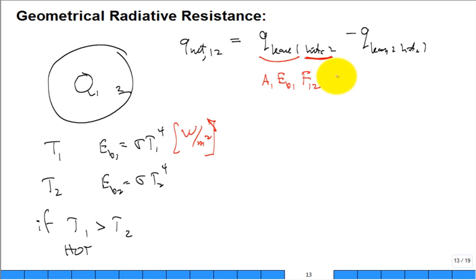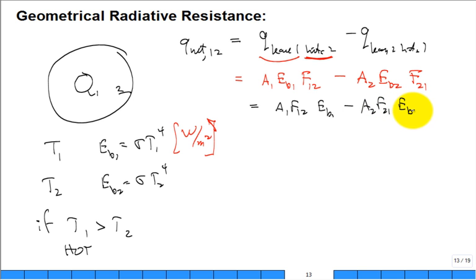And then we say, okay, focus now on surface 2. What leaves surface 2? A2 EB2. What's the fraction that goes and hits 1? 2 back to 1. Okay, let's do a little playing with this equation. So it'll be A1 F1 to 2 EB1 minus A2 F2 to 1 EB2.